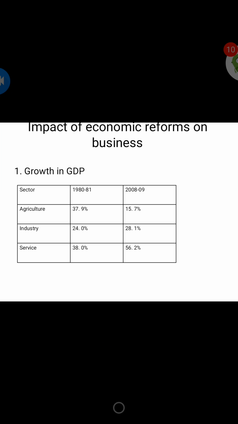So what do you understand from this? Growth in GDP from the industry and service sectors has increased, right? It has increased compared to 1980 and 1981. It has dropped in the case of agriculture. This goes on to show the growth in organized business activity during the period. There was a good improvement in the industrial and service sectors.